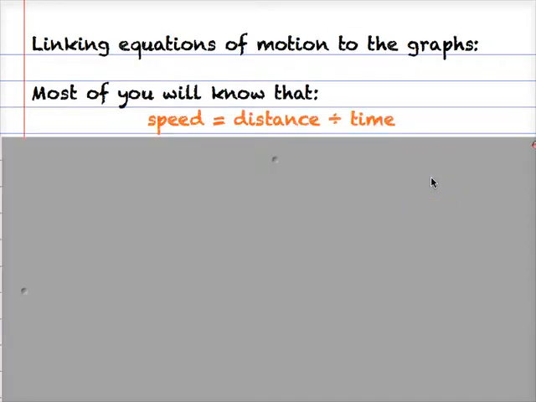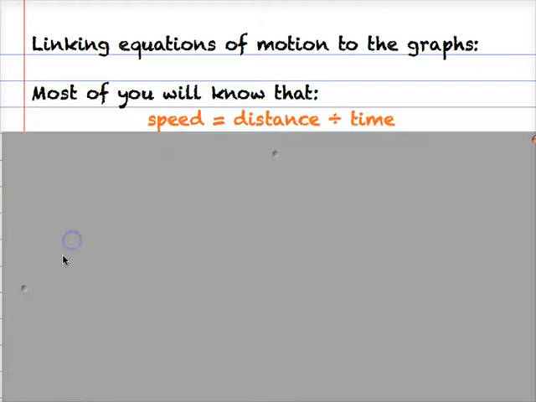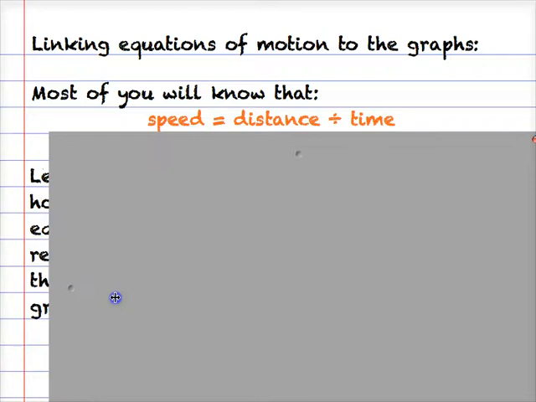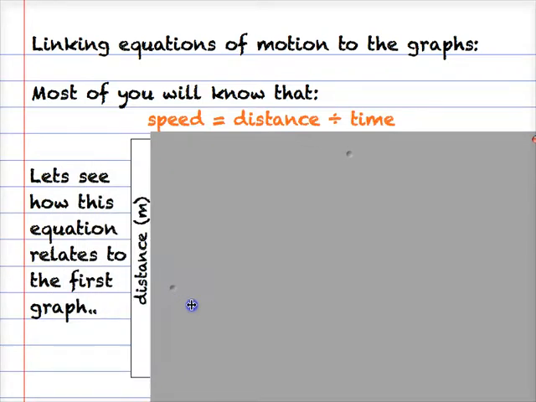What I'd like to do now is to try to link some equations of motion, some of which you may know, to the graphs and show how they fit in with each other. So most of you will probably already know that speed is given by distance divided by time. Speed equals distance divided by time. It's the distance covered per second. So speed is in meters per second. So let's see how that equation fits in with the graph.